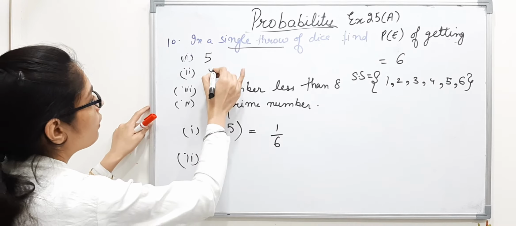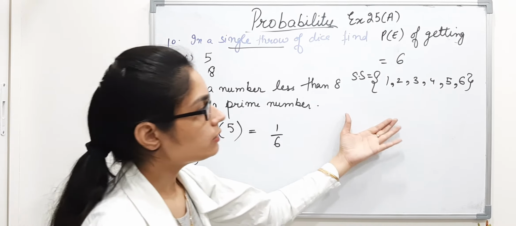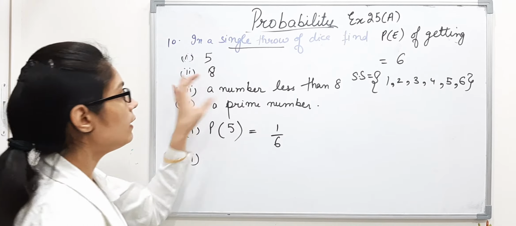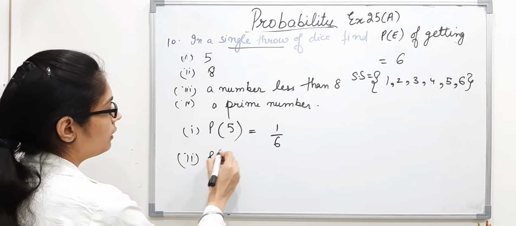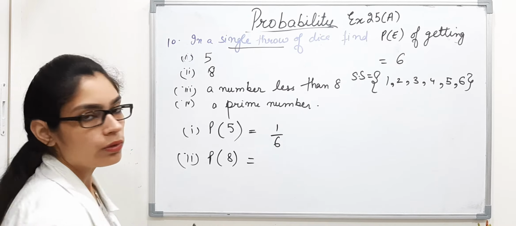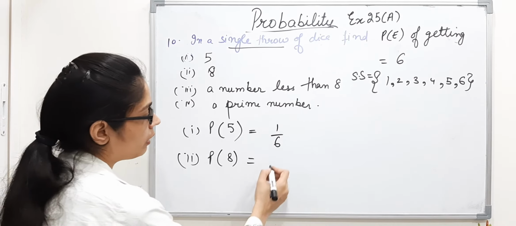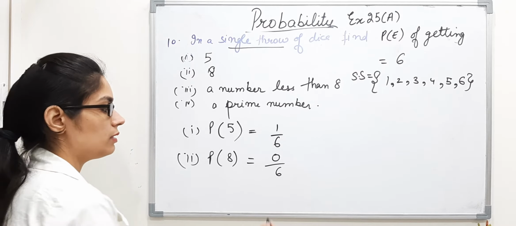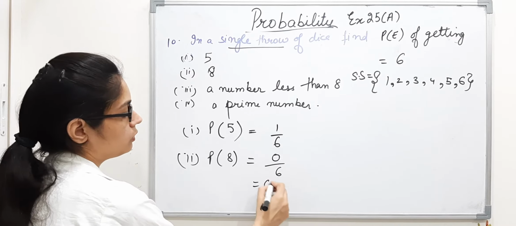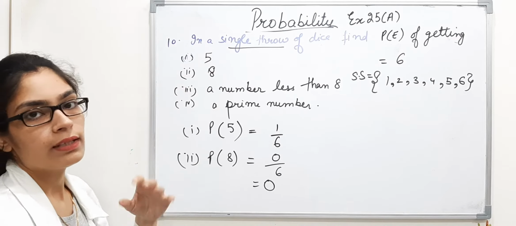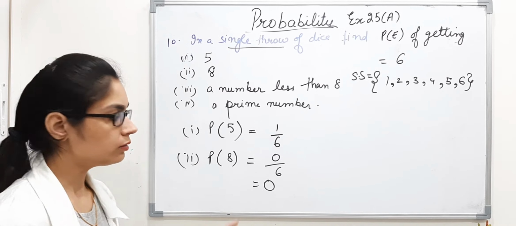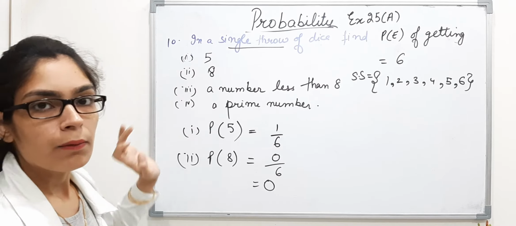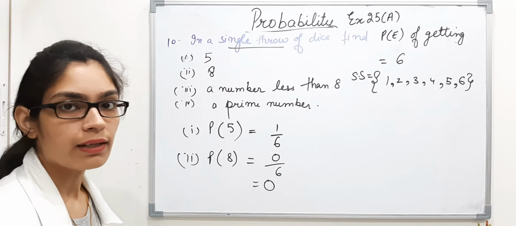Now, the probability of getting 8. See, I can see all the numbers up to 6, 1 to 6. 8 is not there. So for the probability of getting 8, since 8 is not present, I will write 0 upon the total number of possible outcomes, again 6. So 0 upon something will be equal to 0. If some number is not there, don't get confused. If it's not there, simply write 0. So its probability will be 0. This is an impossible event. We cannot get 8.